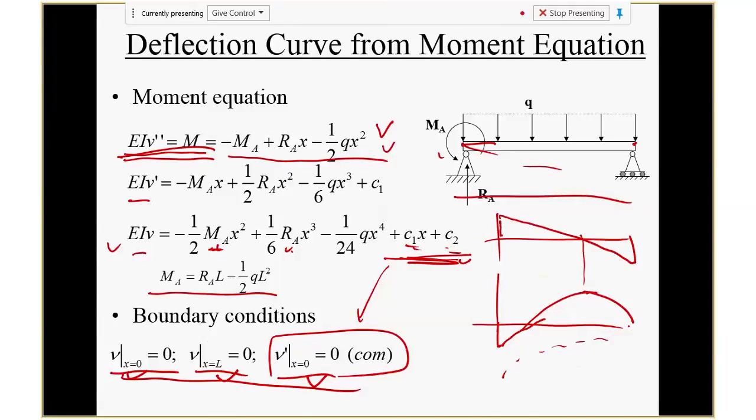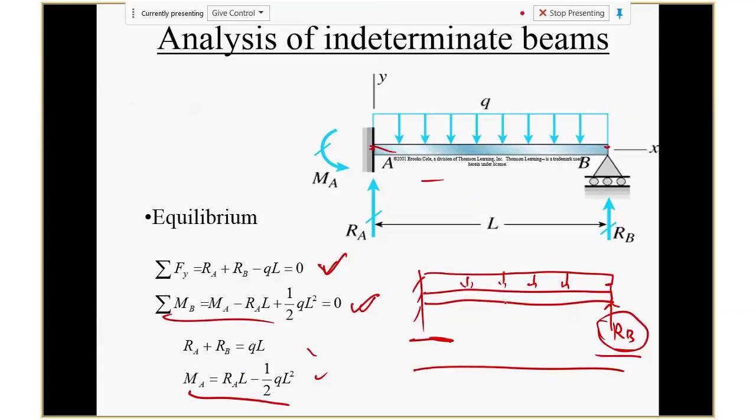So what will be the boundary condition that will make this beam the same as this beam? We can write it here. At x equals 0, v equals 0 and v prime equals 0, because it's a cantilever beam, right? But also here, v at x equals L equals what? Equals 0. Then this beam will become the same as the beam there. So you have 3 boundary conditions you can use.